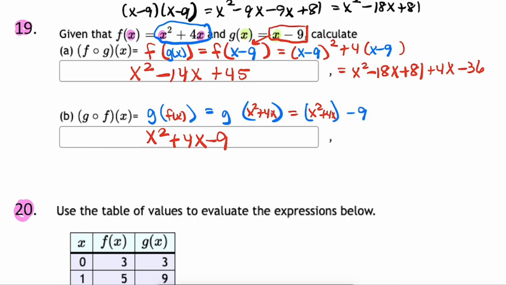Don't care, you don't have to do it. There are times where that's helpful. It's usually only helpful if they've asked you another question about that composition. So if they asked you maybe, where are the intercepts, what is the graph, something of that sort, then it's a little more important. Okay, any questions about 19?